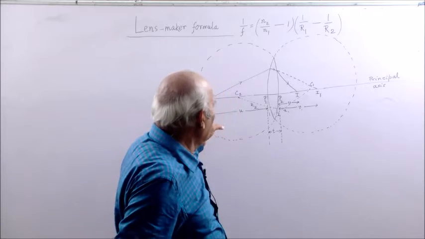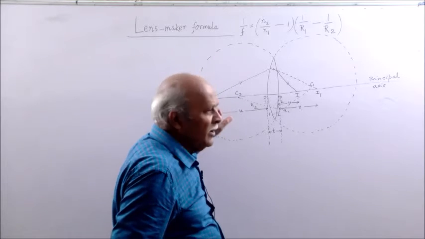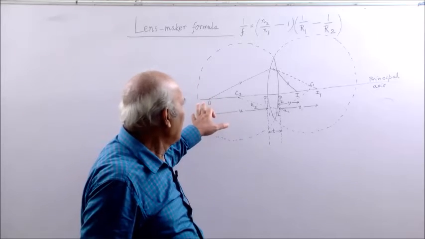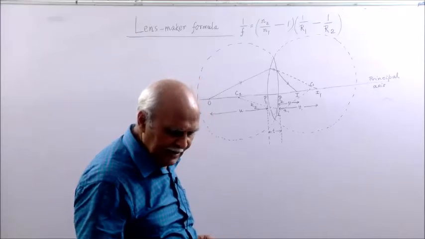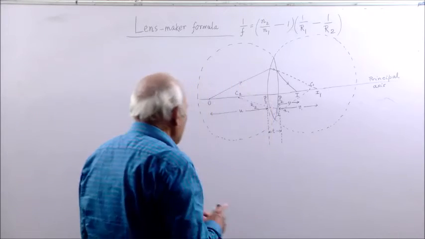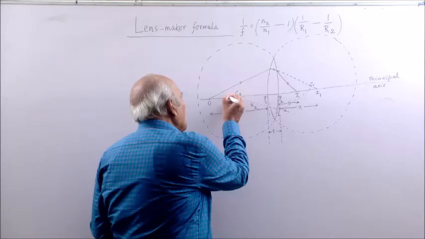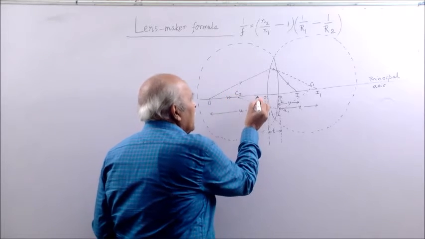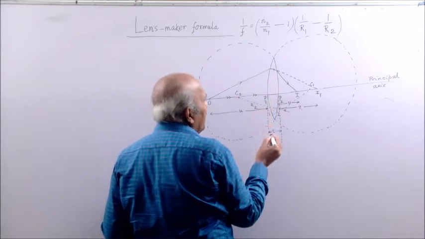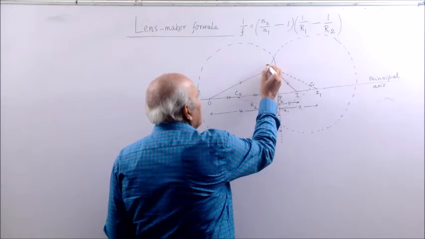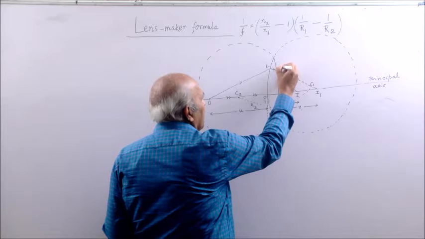For simplicity, we have taken a point object O that forms a point image I due to rays, one along the principal axis and the other along the direction shown in the figure. Let us say it is OL and this is M.